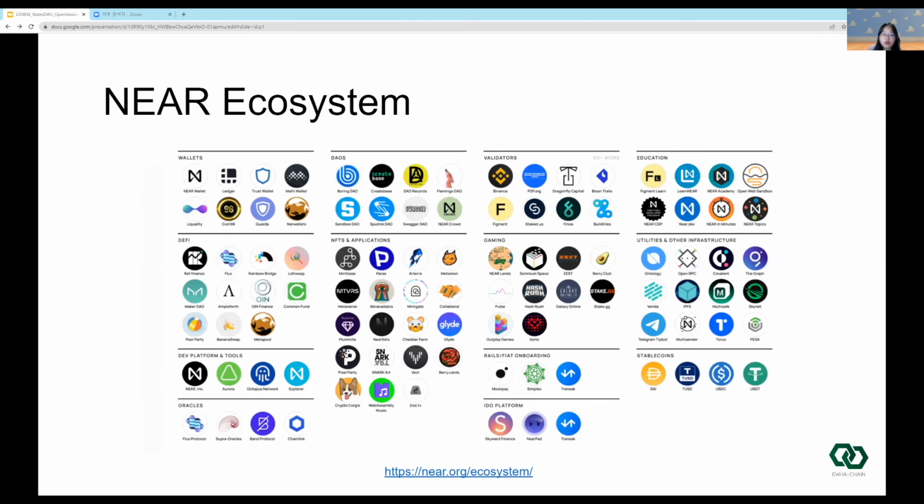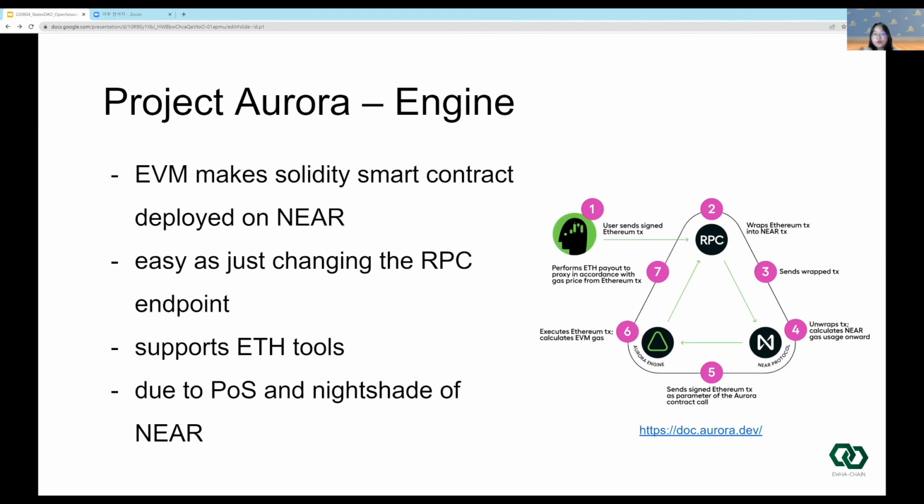So we went through how the NIR network runs. Based on tokenomics, NIR has its growing ecosystem. So here are some projects that are using the infrastructure for themselves. Aurora is an Ethereum virtual machine implemented solution that makes a smart contract deployed on Near. For an Ethereum developer, Aurora gives an easy solution where they can just change the RPC endpoint they interact with.